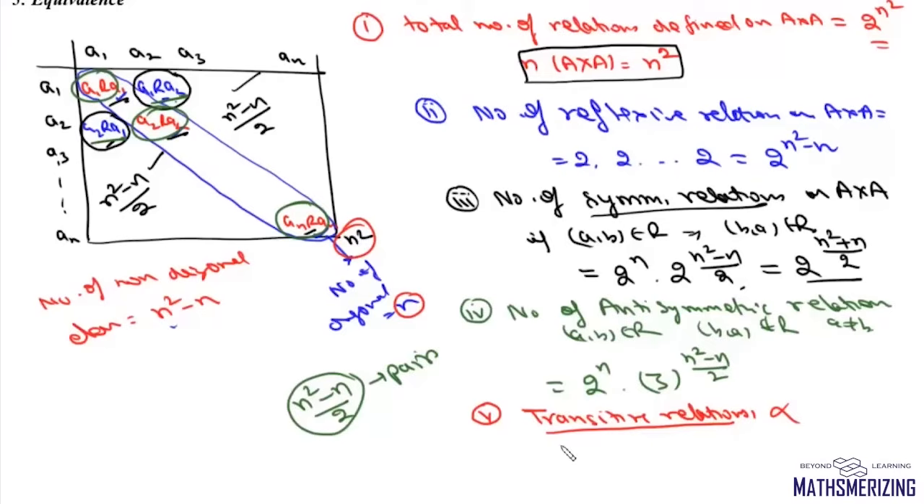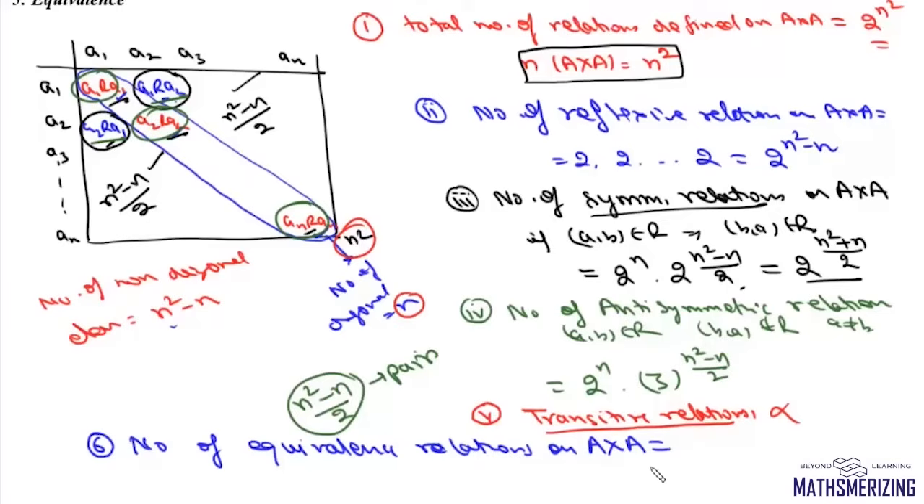Now we'll come to number of equivalence relations. So here we need to find number of equivalence relations defined on A cross A. Now we know that an equivalence relation partitions the set into equivalence classes, which is equivalent to counting the number of partitions of any given number n. So number of equivalence relations on A cross A is defined by number of partitions of A into subsets.